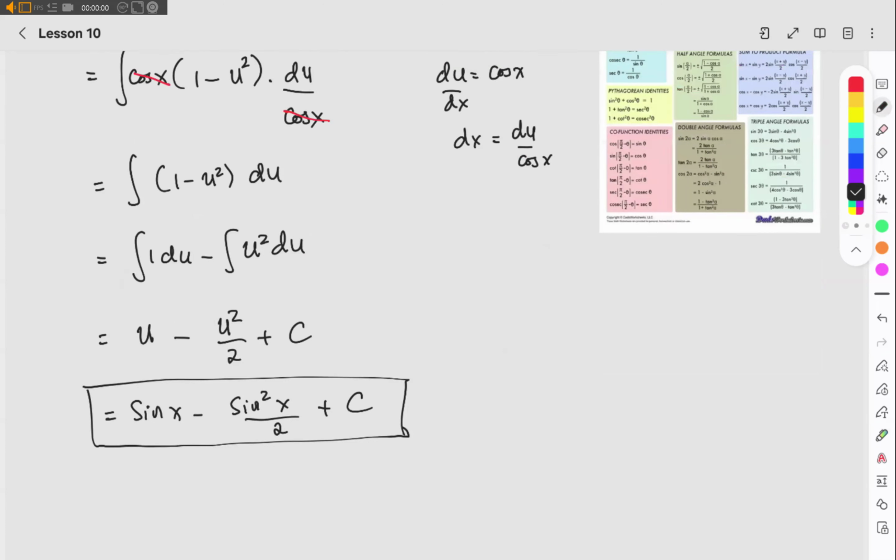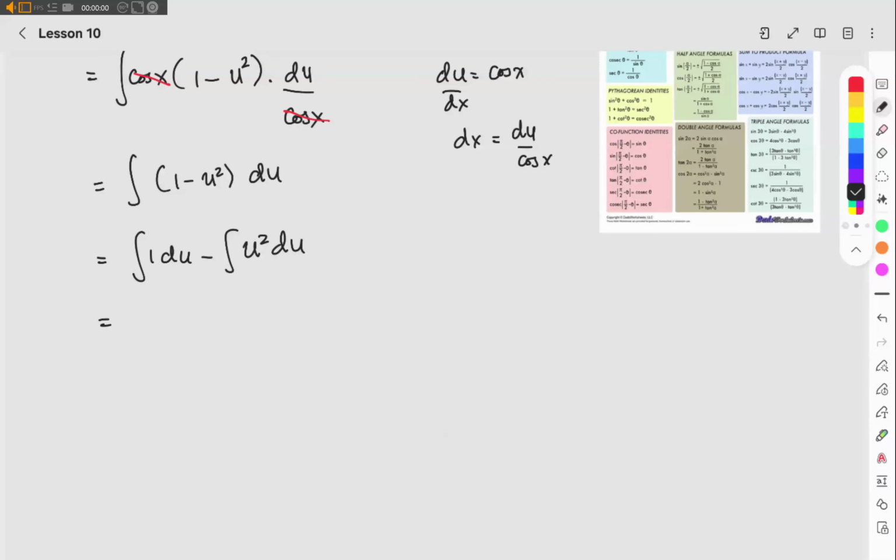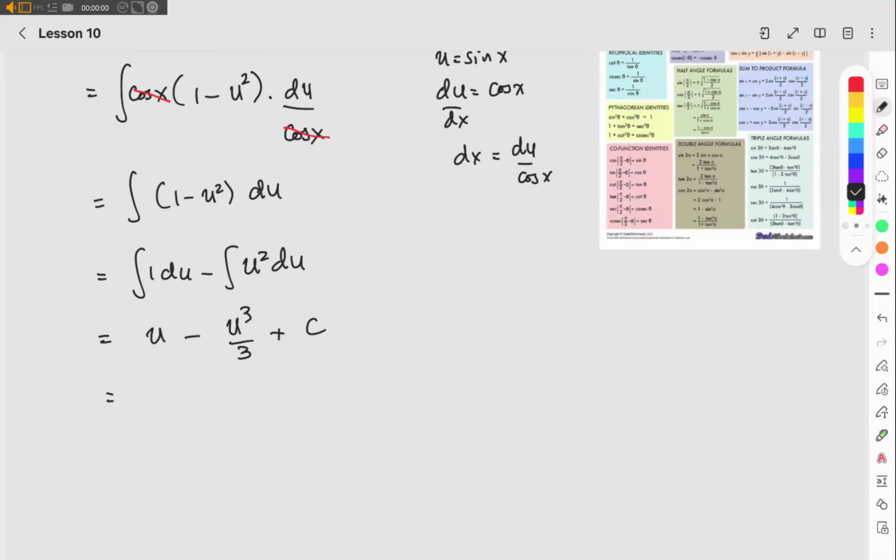Oh no, sorry, I forgot. This is wrong. Integral of u squared. U minus, what is integral of u squared? Basic, u to the 3 over 3. Basic integral. Plus c. And then you just substitute. So u is just simply sine of x minus sine cube of x over 3 plus c. And this is your final answer.